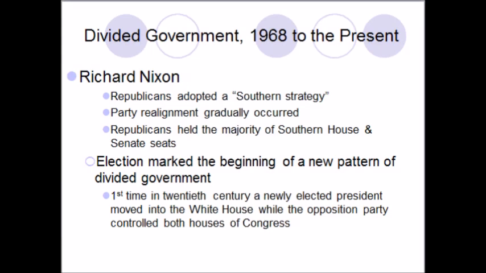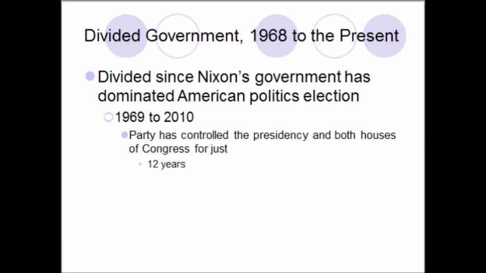This is the first time in the 20th century a newly elected president moved into the White House while the opposition party controlled both houses of Congress. That means divided government. You will need to know this. We have a Republican president and a Democratic House of Representatives and a Democratic Senate. Divided government. And since 1969 to 2010, the party has controlled the presidency and both houses of Congress for just 12 years. So think about that.